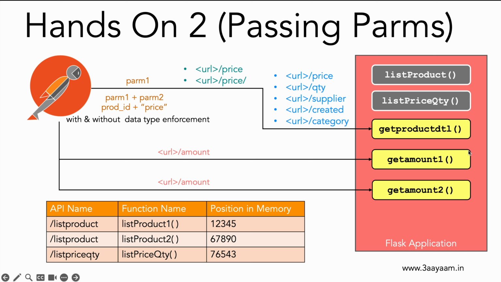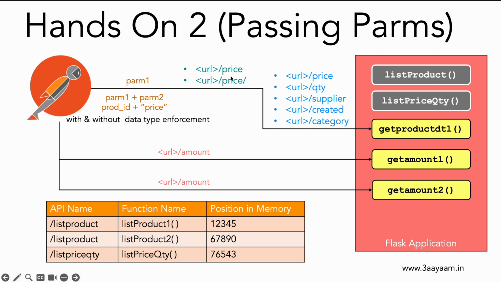I'll be creating a new Flask application. And what I will do here is that I will create an API, get product detail. Okay. And first I'll show you using multiple parameters. So I'll pass one parameter, then I'll pass two parameters. Let's say the first parameter would be the product ID and the second parameter would be what you want to see of that particular product, whether it is price or stock quantity or something else. I will show you using both data type enforcement and without it.